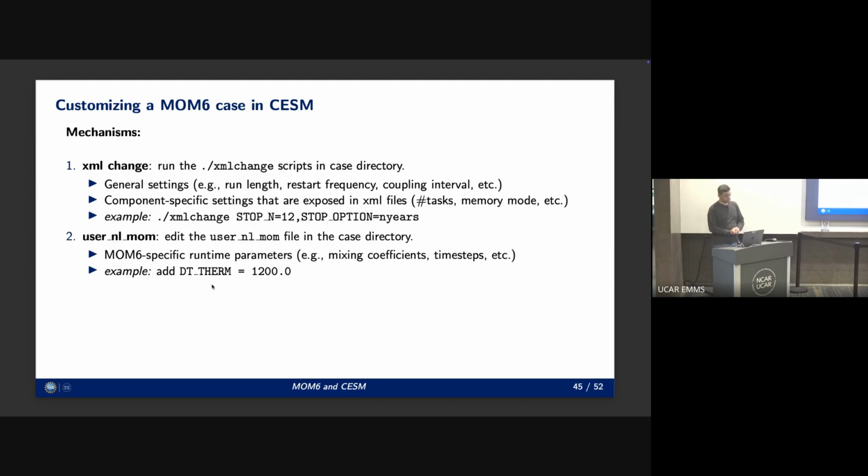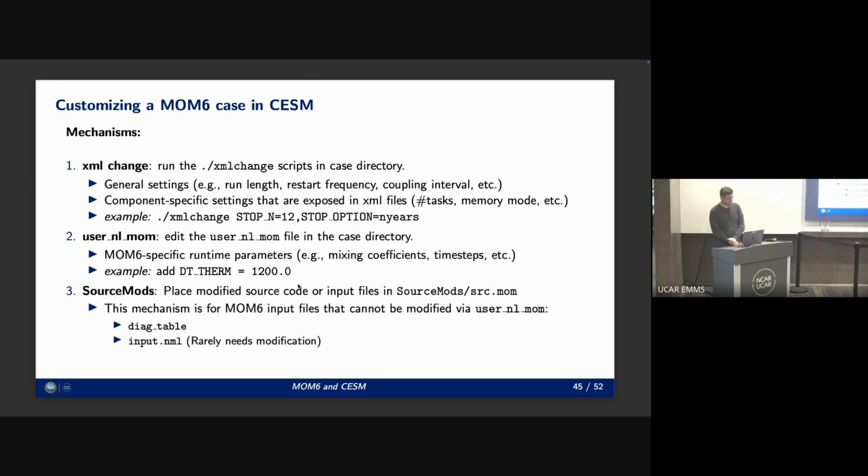The second mechanism is user_nl_mom, or any user namelist file under your case root, which allows you to make changes in your internal model parameters. In the case of MOM6, we can change things like mixing coefficients, time steps, and internal time steps, or physics and parameterizations, all controlled through this user_nl_mom file. An example of a change is here, where I set the thermodynamic time step to 1200.